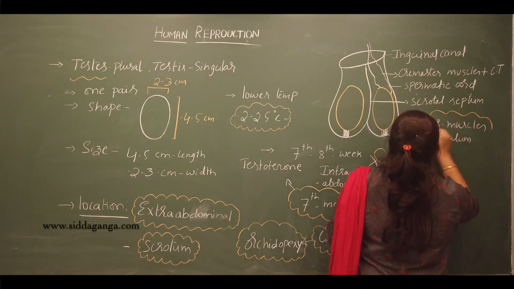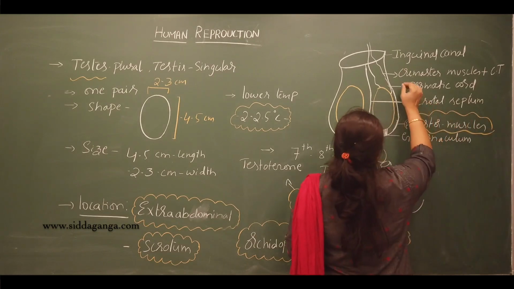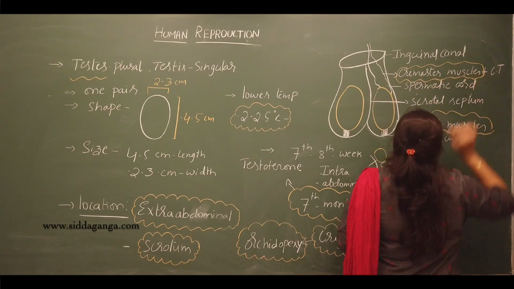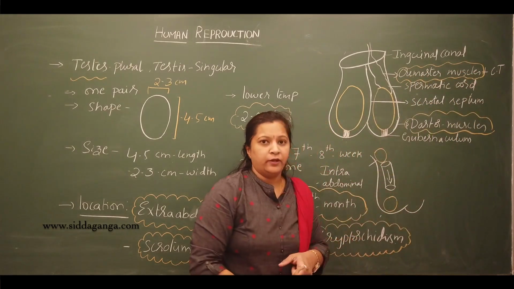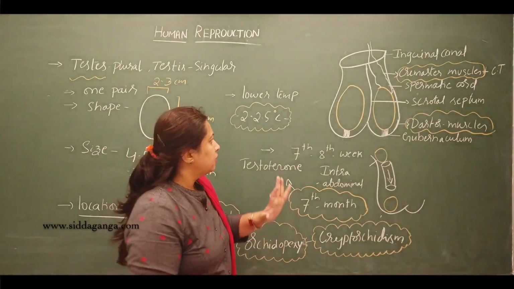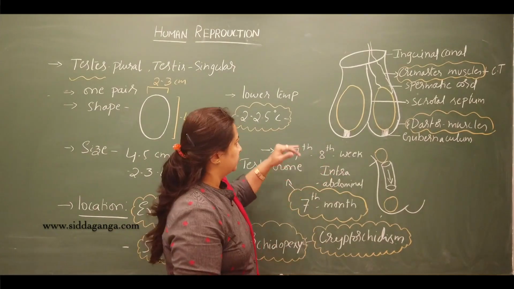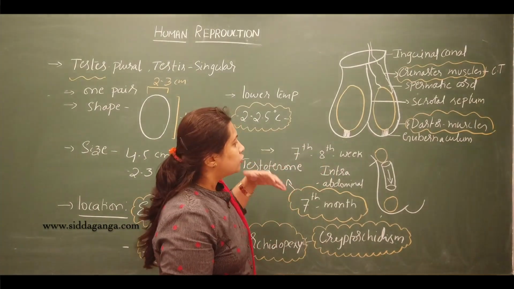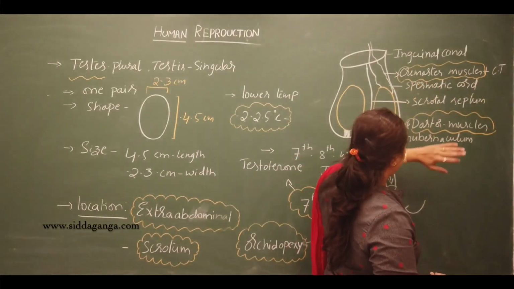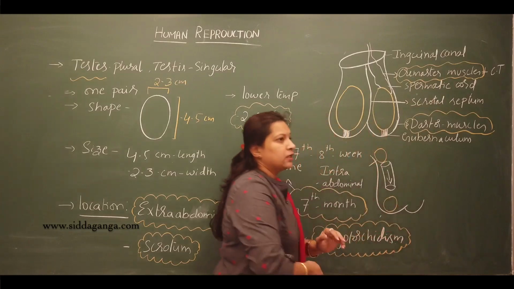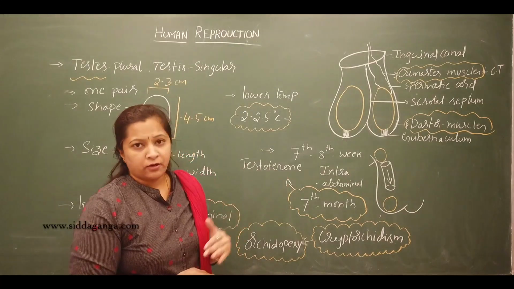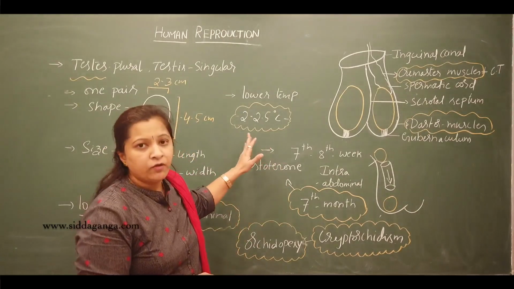Dartos muscles and the cremaster muscles. Okay, so they act as a thermoregulator, helping in maintaining the suitable temperature of the testis for the production of the sperms. So how will they maintain the temperature? See, the contraction and the relaxation of the Dartos muscles and the cremaster muscles help in maintaining the normal temperature of the testis, which is required for the production of the sperms.